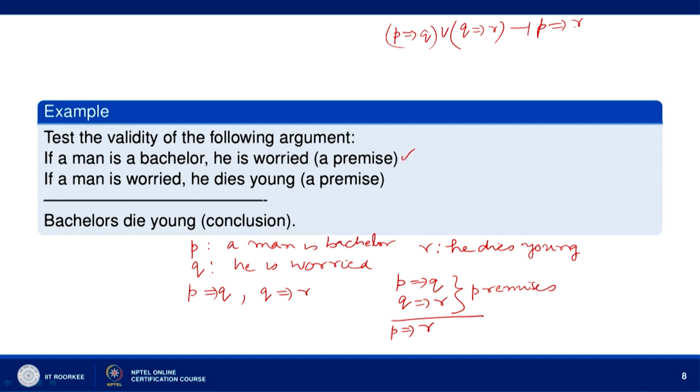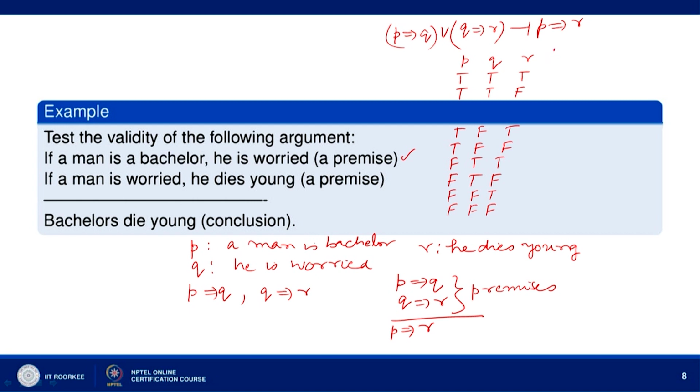Okay. So, let us make the table for this P Q R. Okay. So, T T T, T T F, T F T, T F F, and then F T T, F T F, F F T, then F F F. Okay. So, 1 2 3 4 5 6 7 8.